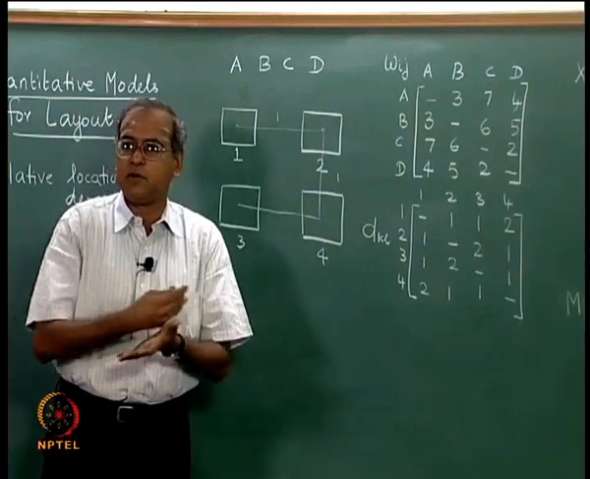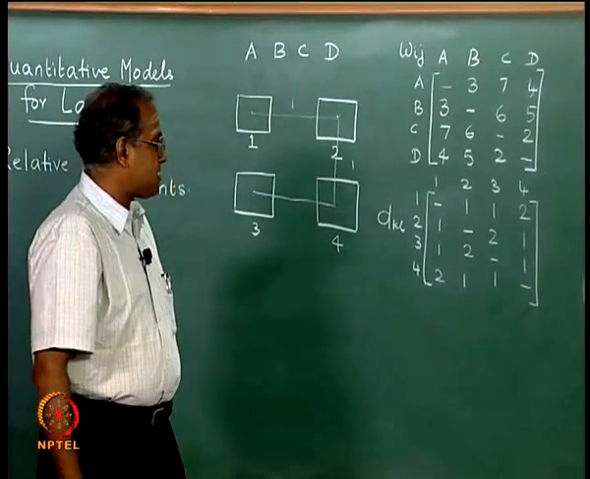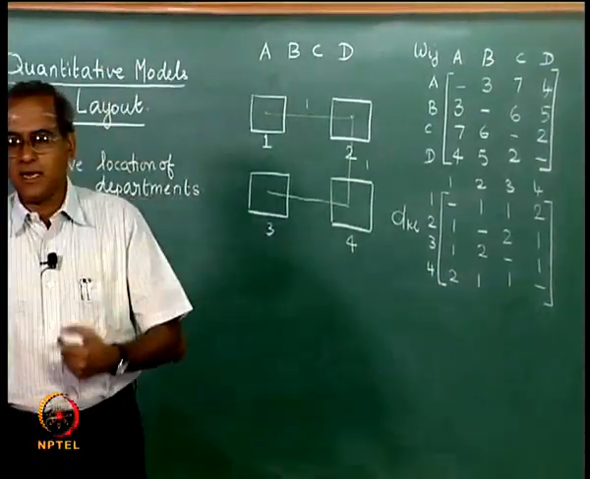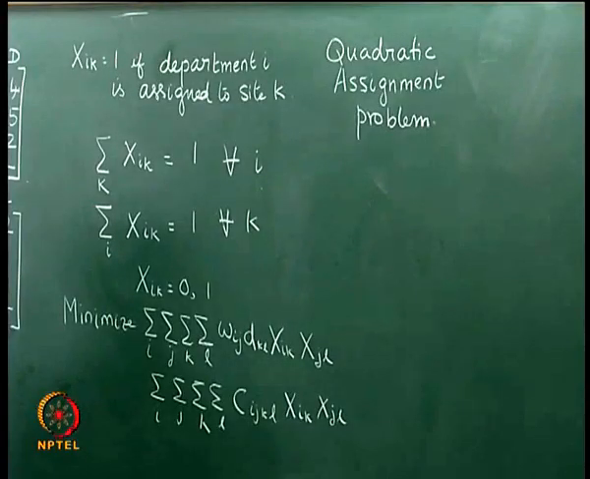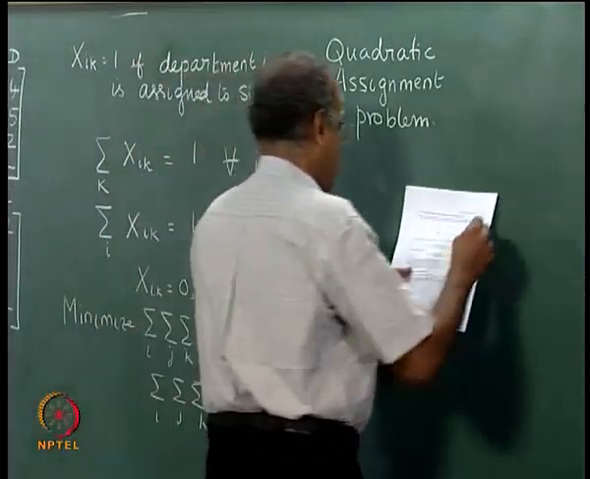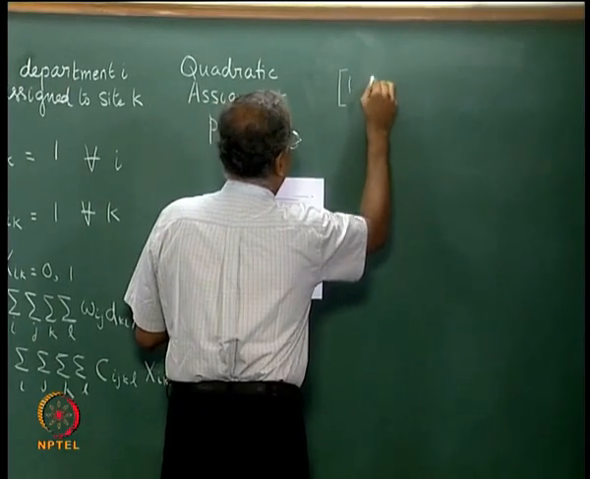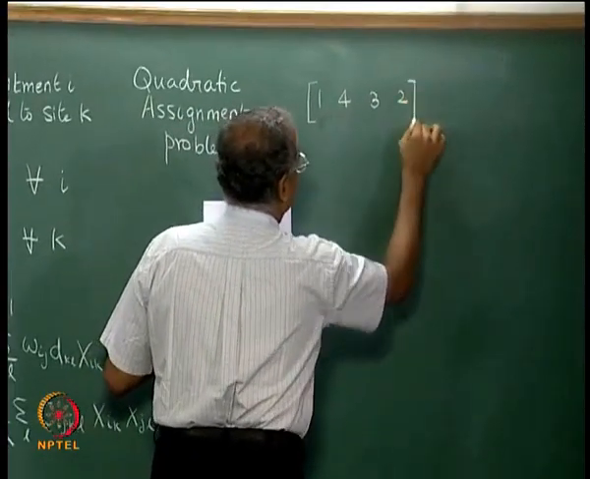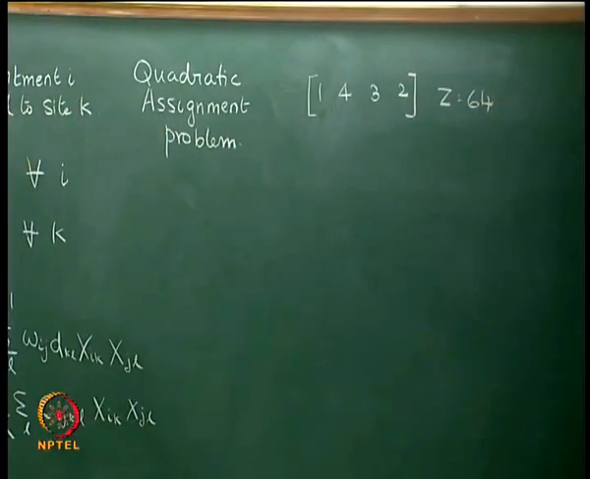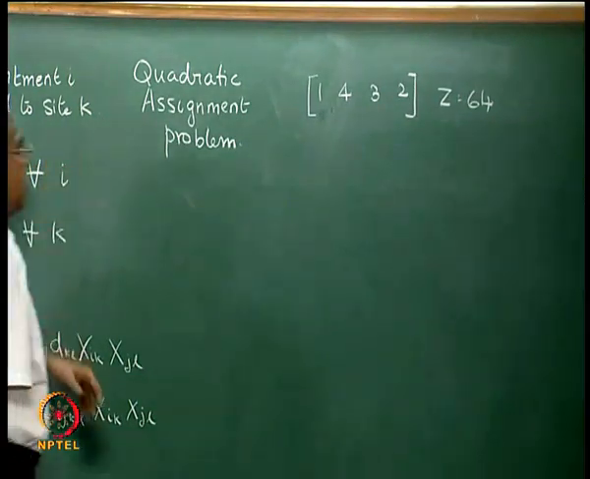Wij represents the amount of material movement from department i to j, dkl represents the distance between sites k and l. We solve this problem optimally to get the solution 1, 4, 3, 2 with z equal to 64. So, let me explain first the notation and how we get this 1, 4, 3, 2.